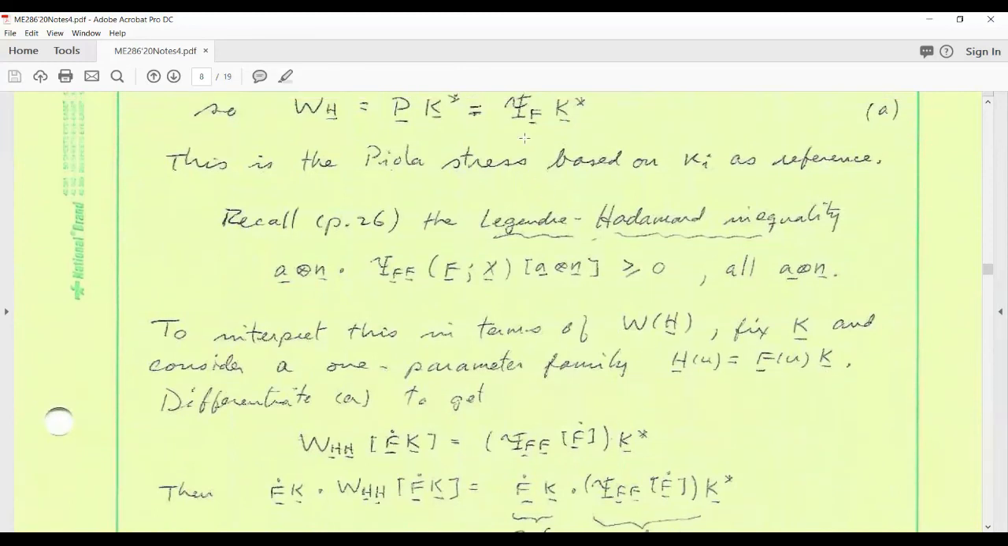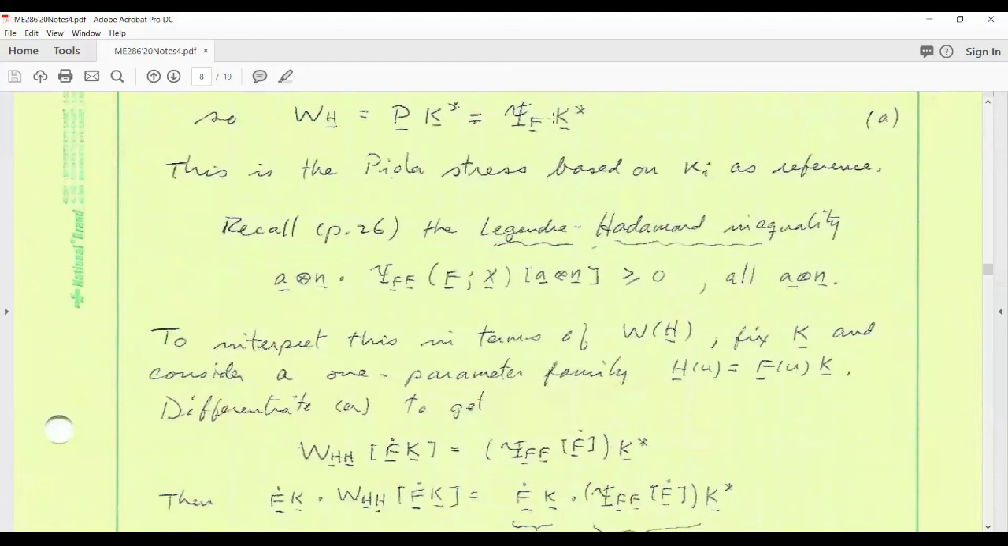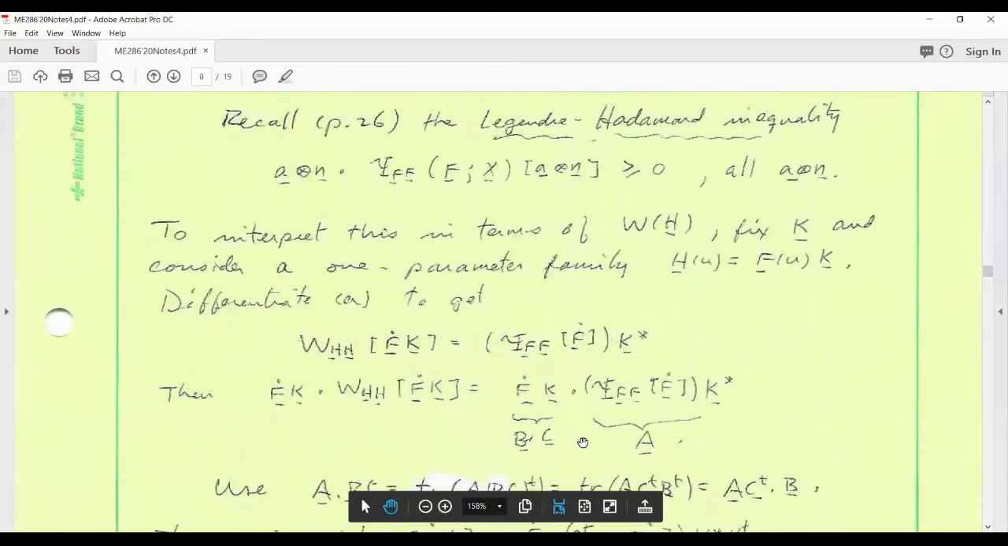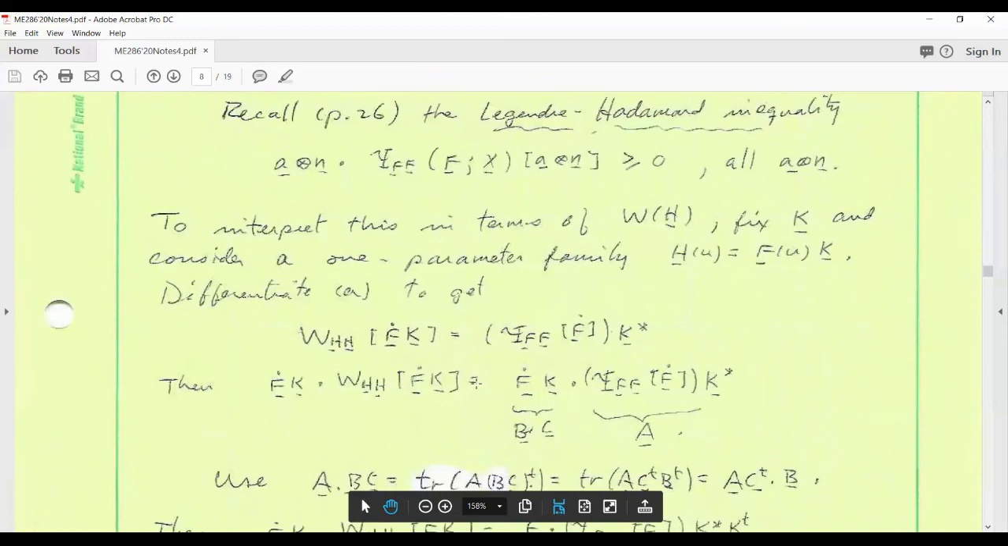We have to take a dot also of the right-hand side. That would be with K fixed, therefore K star fixed. That would be d squared psi dF squared operating on F dot. Okay? So we have this result. Let's now take an inner product with F dot K.